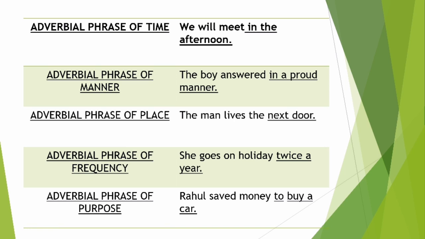Okay, so what you have to see, first of all, it should perform the work of an adverb. Only then it will be adverbial, right? Next, it should be a phrase, a group of words, right? Next, it should tell us the time, manner, place, frequency or purpose of the action which is done, right? Then it would be an adverbial phrase depending on the type of usage. Got it? I hope it is clear to you all.